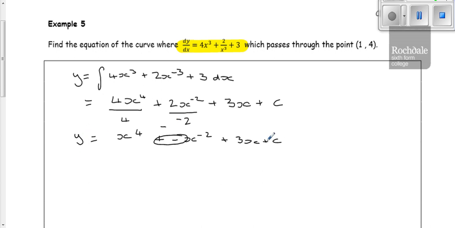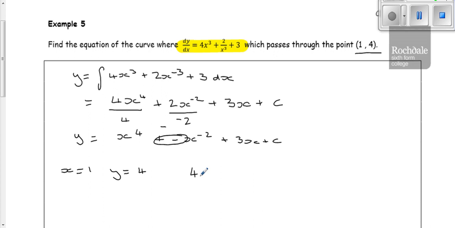That's the general solution. So when we integrate this, we get what we call a family of curves, which is mentioned earlier in the booklet, and that is the family of curves. And it's family because we can vary this number on the end. However, in this question, we are given a coordinate, and we want this curve to pass through that coordinate. So that happens when x equals 1 and y equals 4.